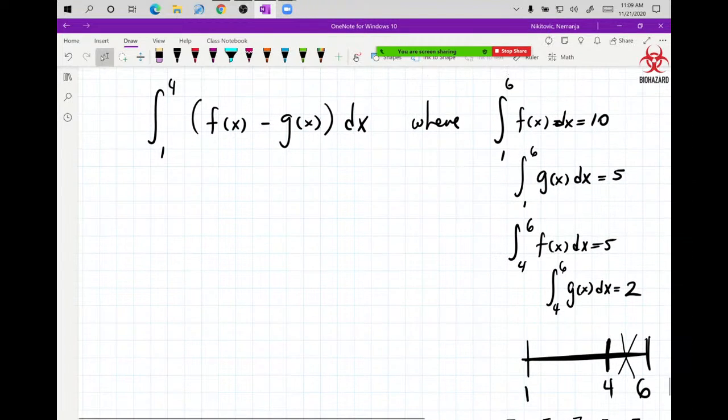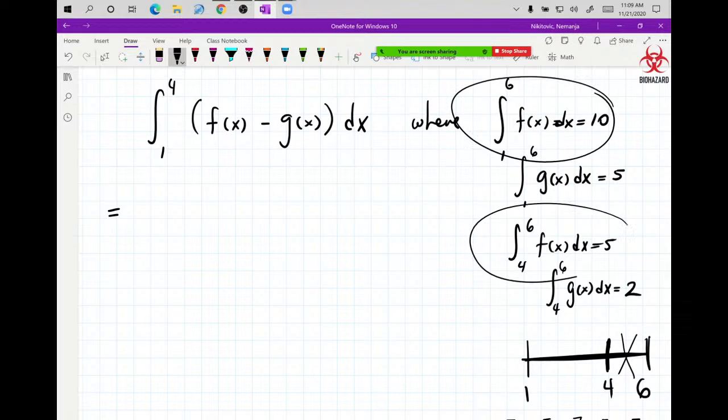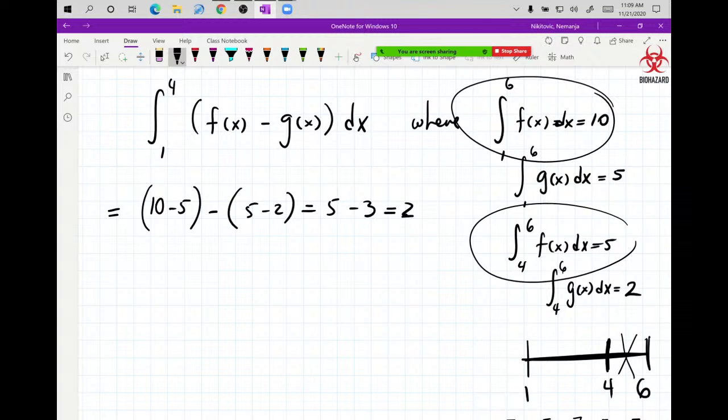Oh, okay, well, that's easy. So all I need to do is replace this integral with all of the numbers so that I have 1 to 6 minus 4 to 6. So for f of x, I have this one minus that one. So that's 10 minus 5. And then I'm subtracting g, which is 5 minus 2. Awesome. That's 5 minus 3, which is 2. Oh, yeah, just 2. Done deal.